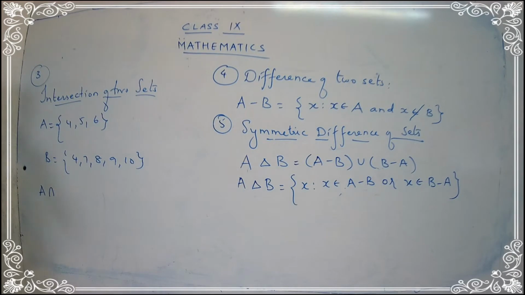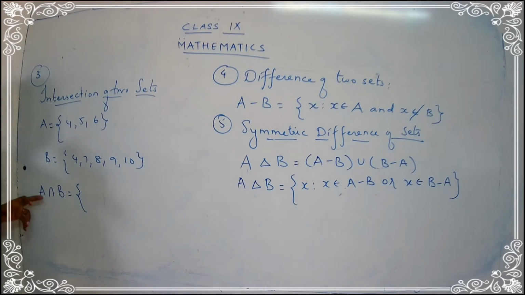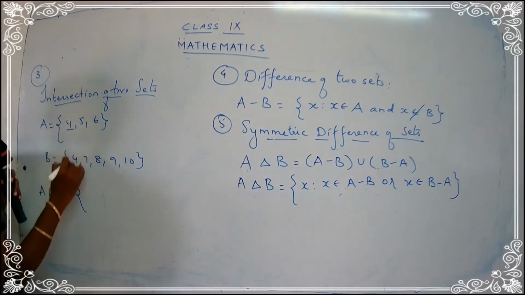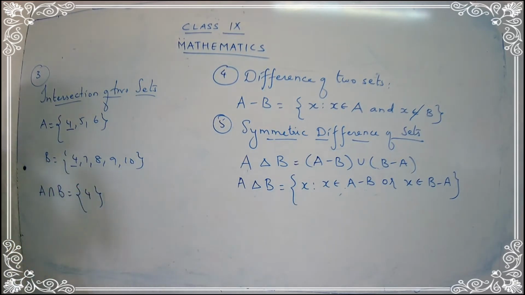So A intersection B, the inverted U, B. What is common for A and B? Intersection means you have to take the common part. What is the common part? 4 alone is common. We don't have anything other common. So the answer is A intersection B is {4}.